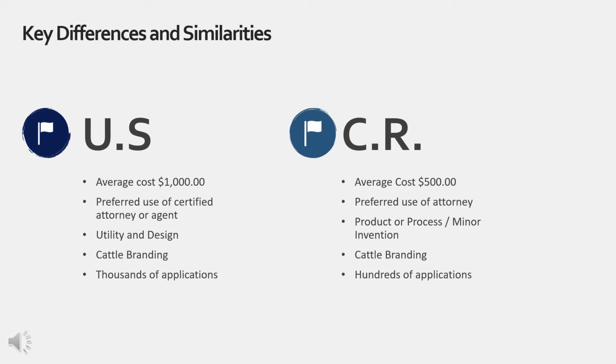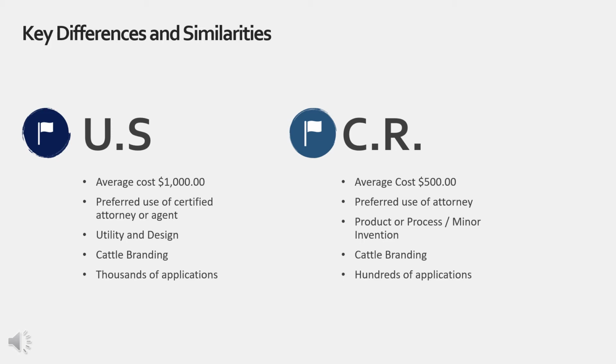Lastly, the number of annual patent applications varies widely, with the U.S. having thousands and Costa Rica only having a few hundred. Similarities include that in both countries an attorney is highly recommended for patent application, but in the U.S., a certified patent agent also suffices. Additionally, aside from having similar definitions and processes, the United States and Costa Rica both divide patents into 2 comparable categories.